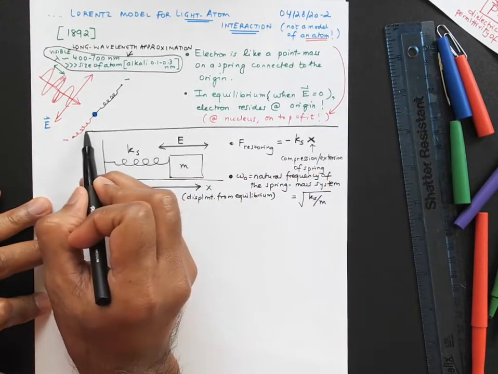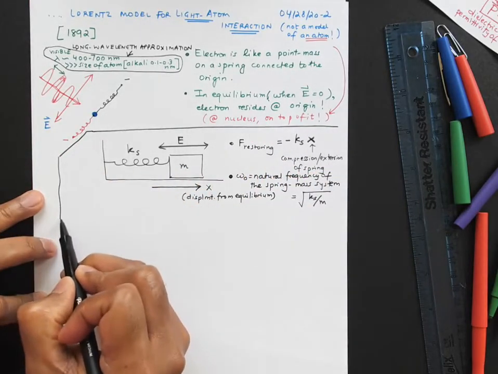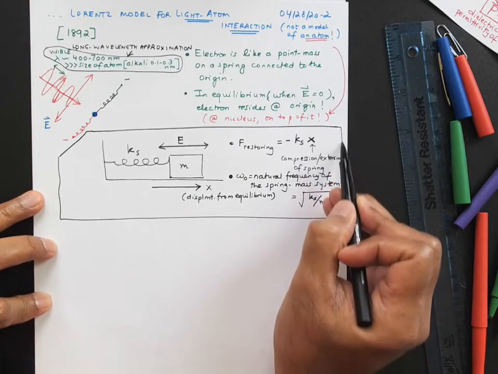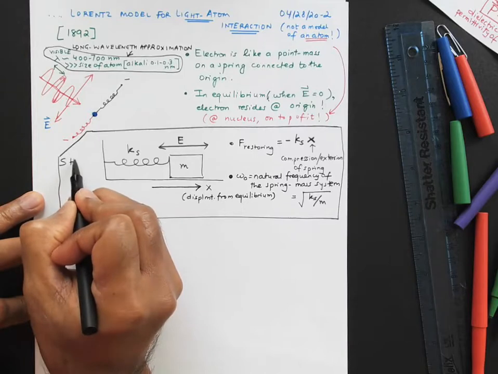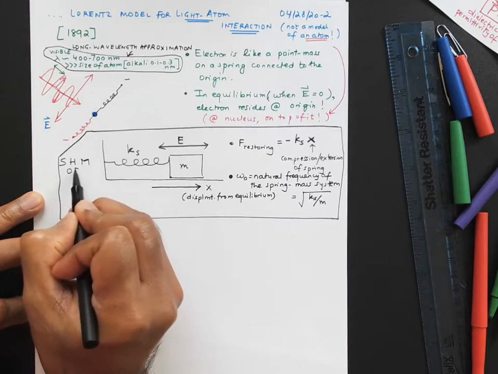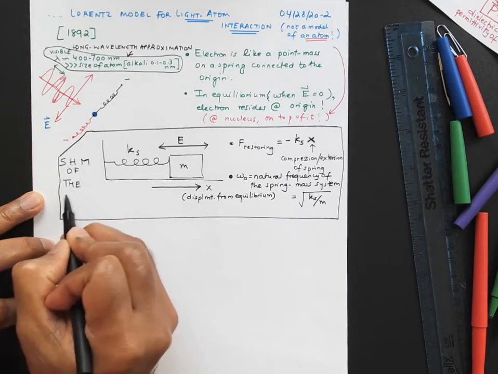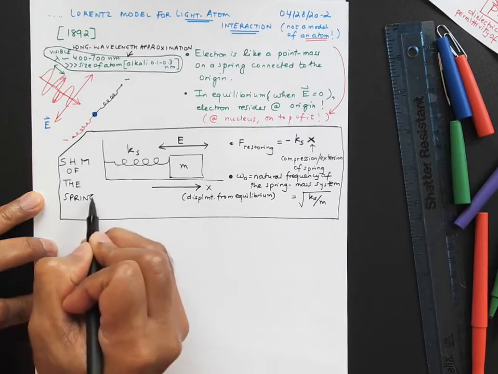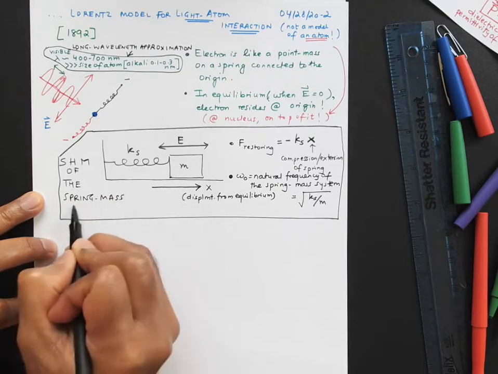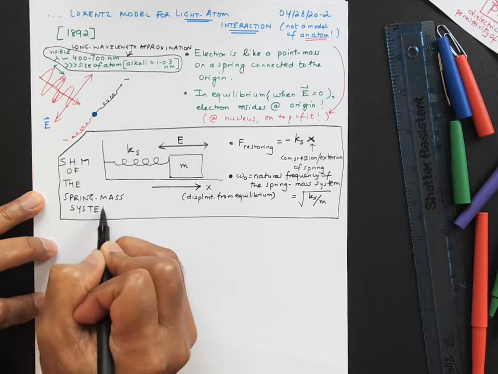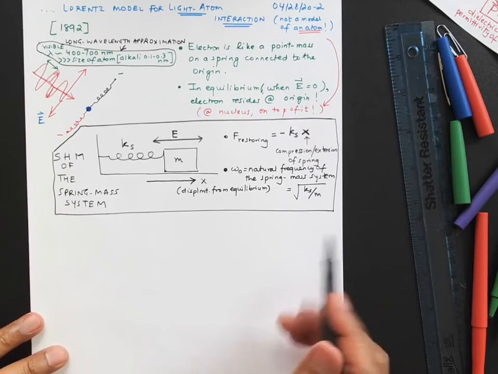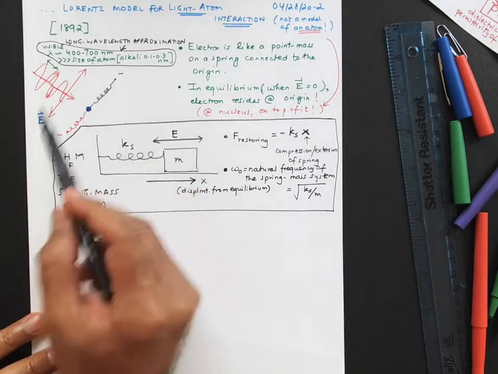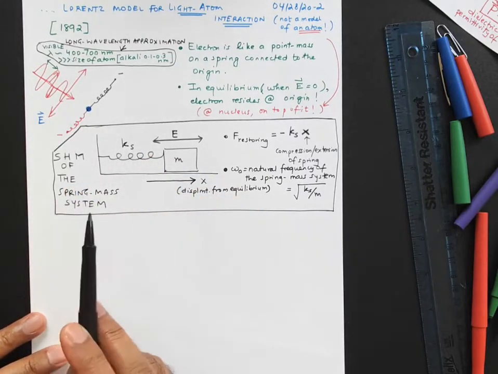Okay, so there were these two things that were the hallmark of the spring mass system. So, simple harmonic motion of the spring mass system. Okay, so this is something we've studied before. And that's what Lorentz wanted to apply here.